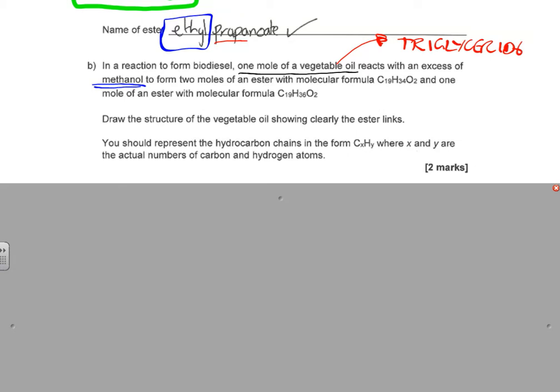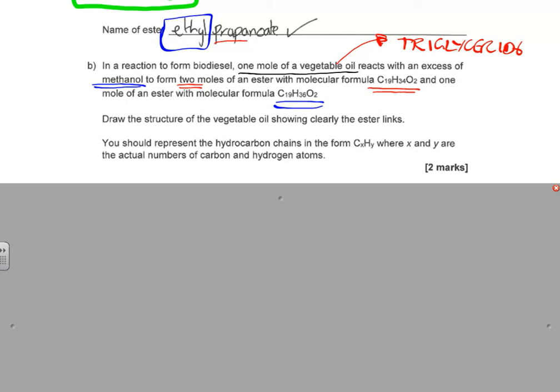Now your vegetable oil, of course, reacts to form new esters. They would be the biodiesel. It's awkward here because you're given a lot of information. You're given a molecular formula, and that molecular formula, you're told, is going to be produced in double the quantity of the other product, which we're only going to form 1 mole of.